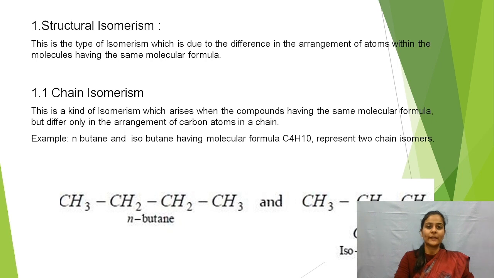N-butane shows the chain length in longer terms. In case of N-butane, the carbons are arranged in a linear way, and in case of isobutane, carbons are arranged in the branched form, but both of them have the same molecular formula C4H10.